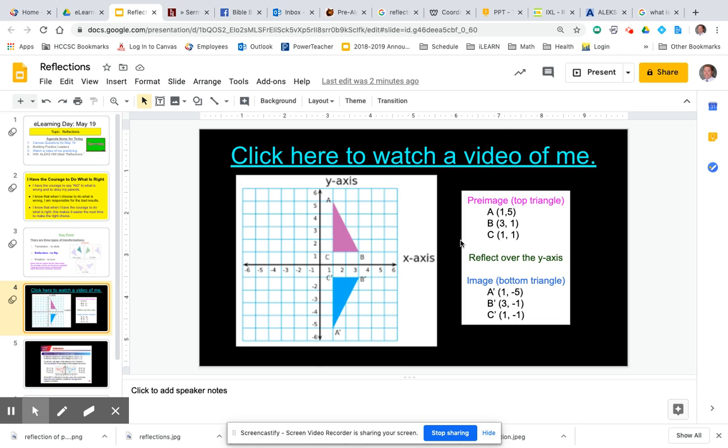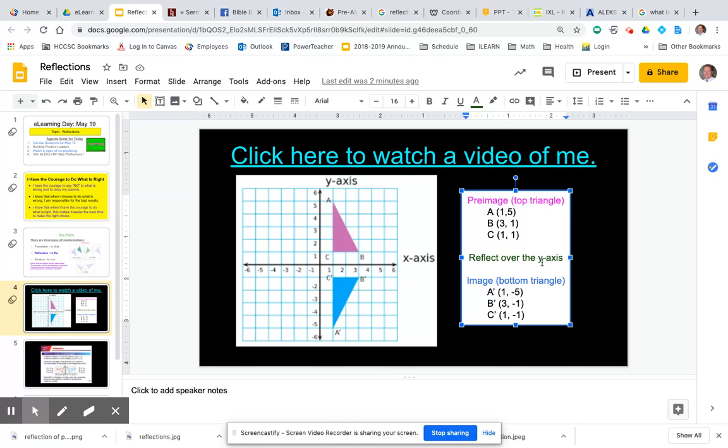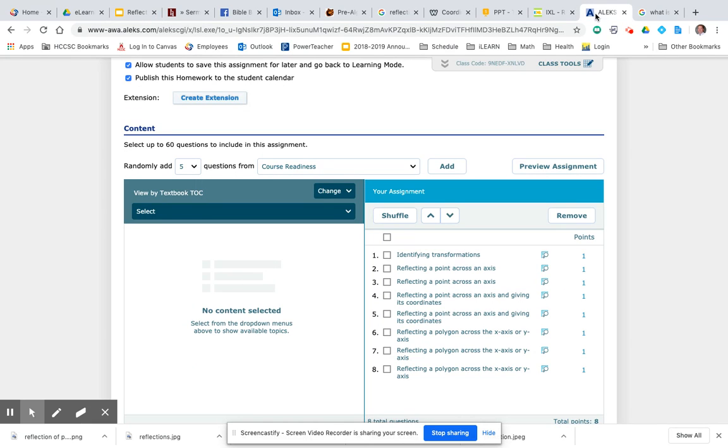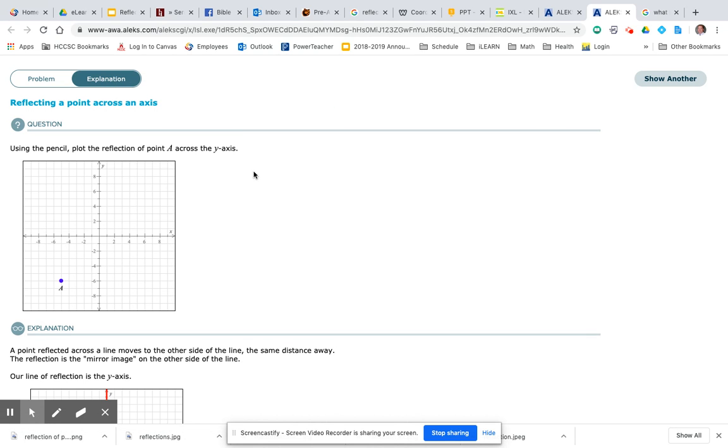Okay, and let me change that. X-axis. And then we get this blue triangle, and notice it is prime, A prime, B prime, C prime. That's the new image. So the first image is called the pre-image, and the new image is called the image. So when you get on the ALEKS today, the first problem will be just identifying the names of the transformations. And then the second question will be about moving a point across one of the axes.